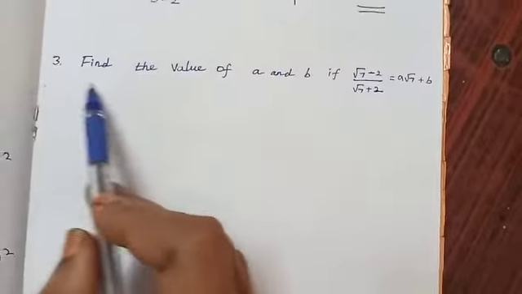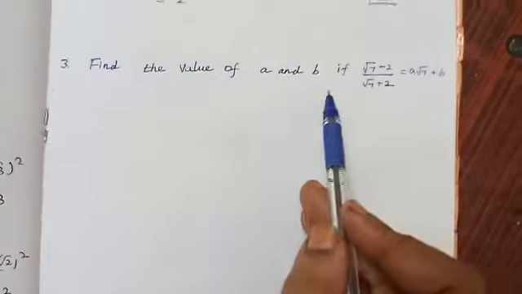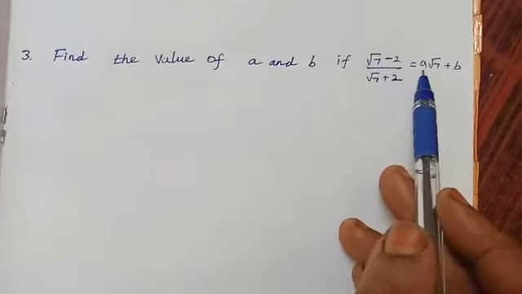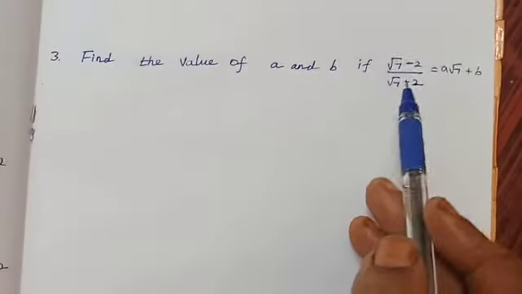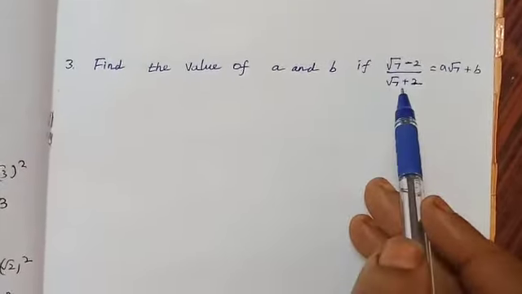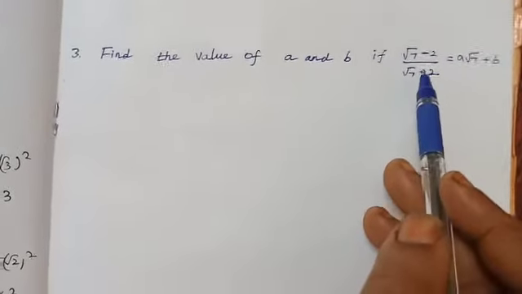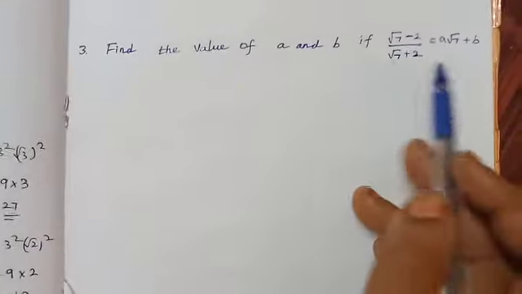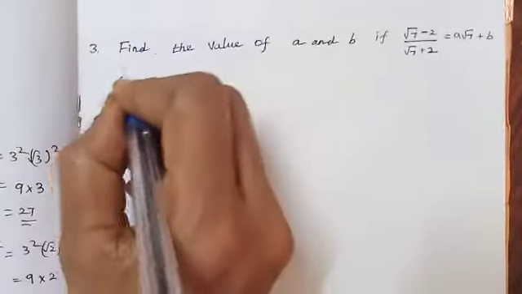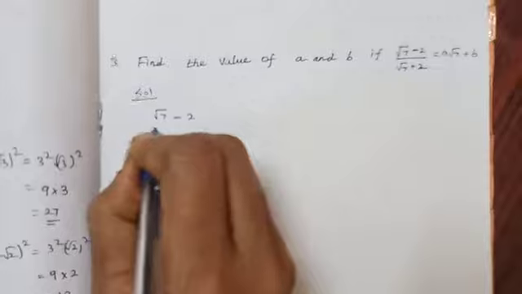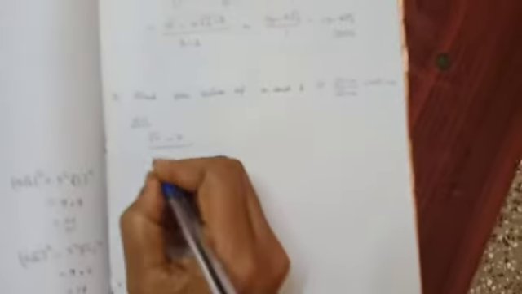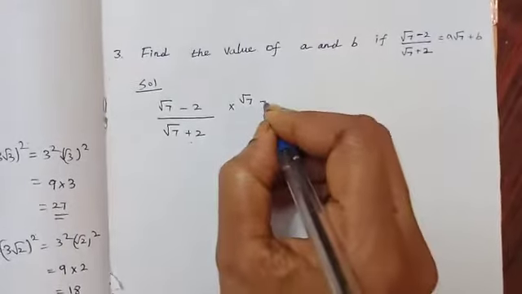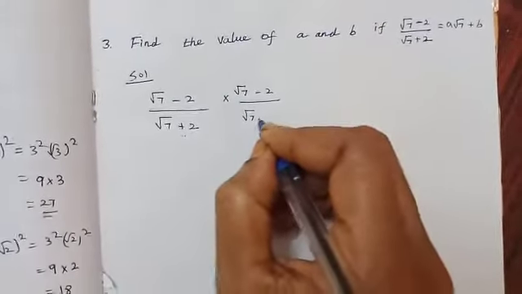Next, third question. Find the value of a and b. If (root 7 minus 2) divided by (root 7 plus 2) is equal to a root 7 plus b. As usual we do as in the previous one, isn't it? Rationalize the denominator. In the same way, here we find the rationalizing factor for the denominator. Then we compare the coefficients. Okay. So, (root 7 minus 2) divided by (root 7 plus 2). The conjugate of this one is root 7 minus 2 divided by root 7 minus 2.